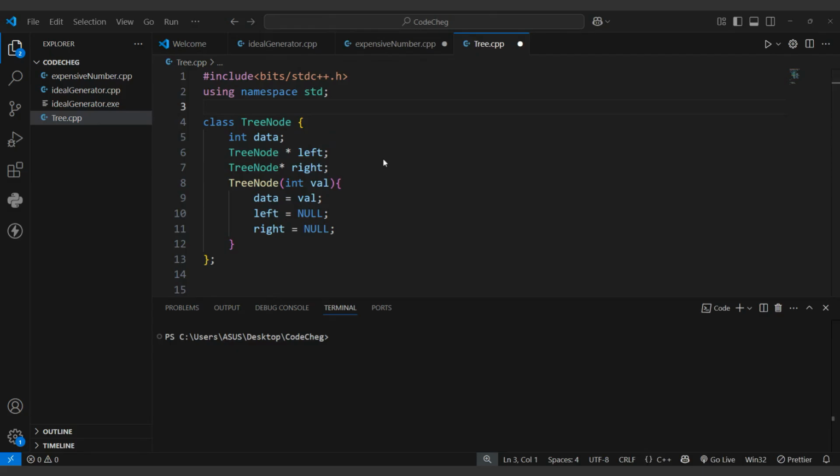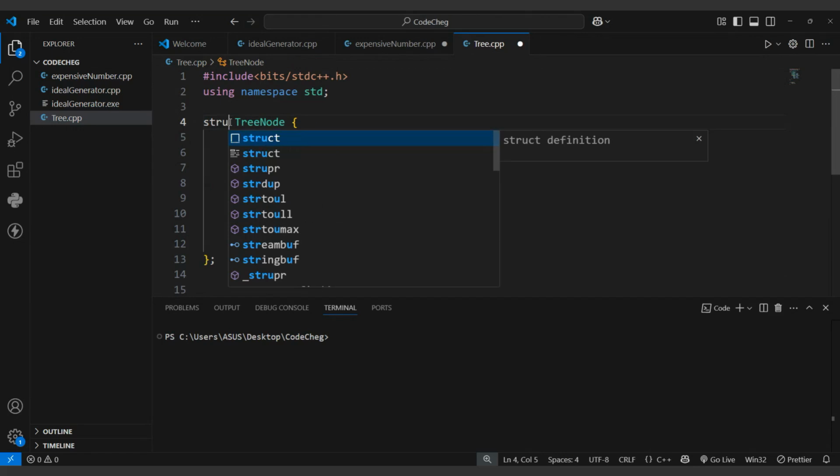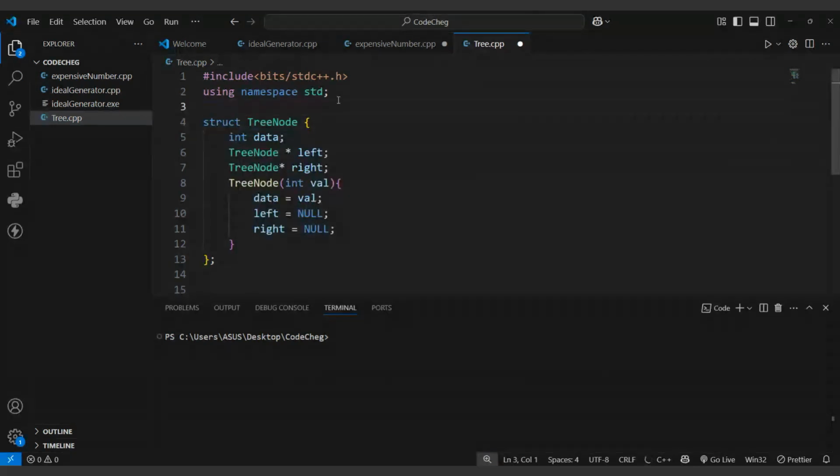Sir, can you use C struct instead of a C++ class? Yes, we could use a struct instead of a class if you want. It's completely okay. They both have the same functionality.